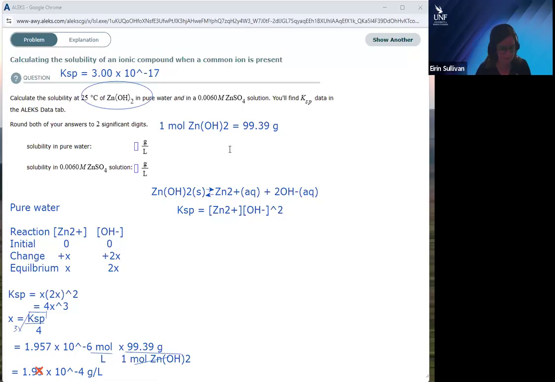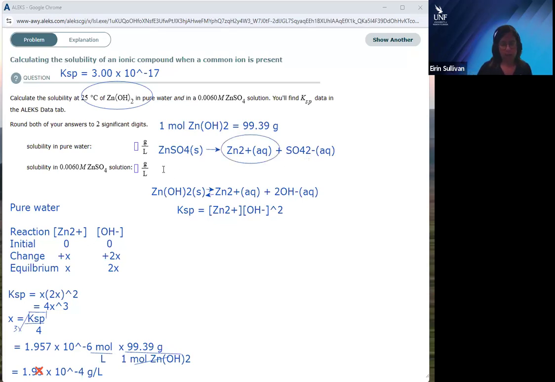So the complicating factor is then if we have a zinc sulfate solution, sulfates are usually soluble. So what happens then is that's going to completely break apart into ions. So the ions we'll see is zinc 2 plus and the sulfate anion. And one of these is a common ion. In this case, it's going to be the zinc, right? So we start with a non-zero concentration of zinc.